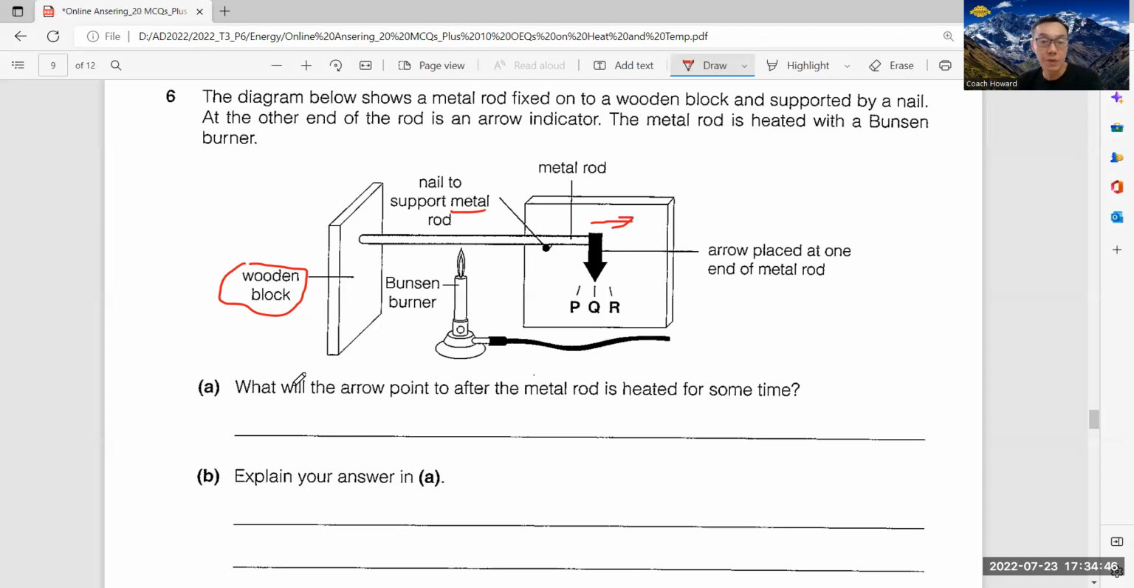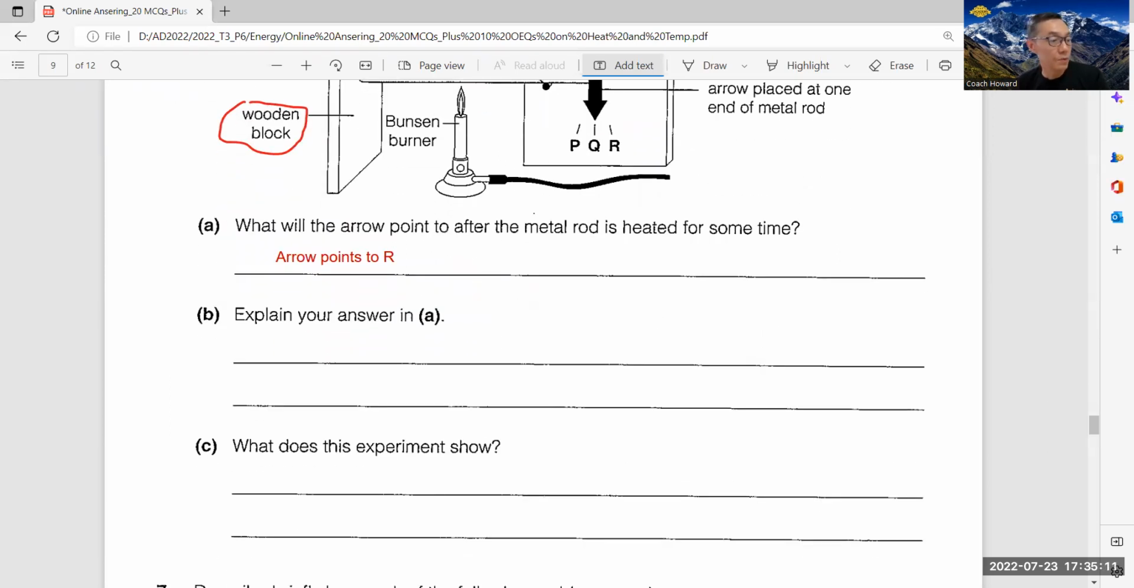So they say, what will the arrow point to? Which alphabet will the arrow point to when the metal rod is heated after some time? So the answer should be point to R, right? Point to R after some time. Because in part B, you explain, the metal rod gains heat and expands, causing the arrow to move to the right, or move to R, sorry.